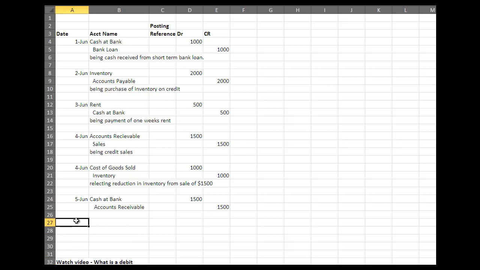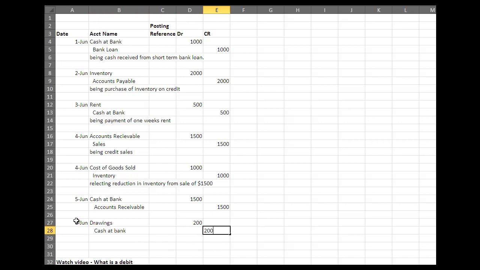The 6th of June, the owner withdrew $200 of cash. What's the debit? Well, drawings is a debit. So drawings, $200. What's the credit? Here's cash at bank, it's gone down $200.